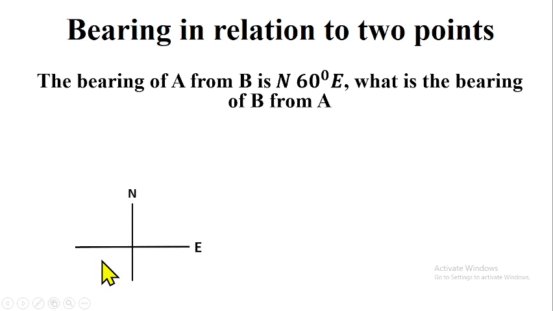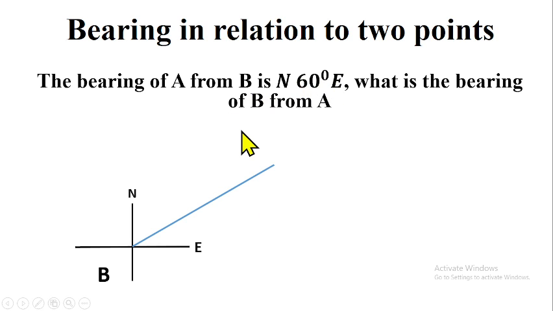So I will draw a cardinal point and name it B. This cardinal point is now representing point B. Then the bearing of A from B is 60 degrees northeast, which is a compass bearing. So northeast is here, 60 degrees. I will draw a straight line here, like this, then locate this angle.